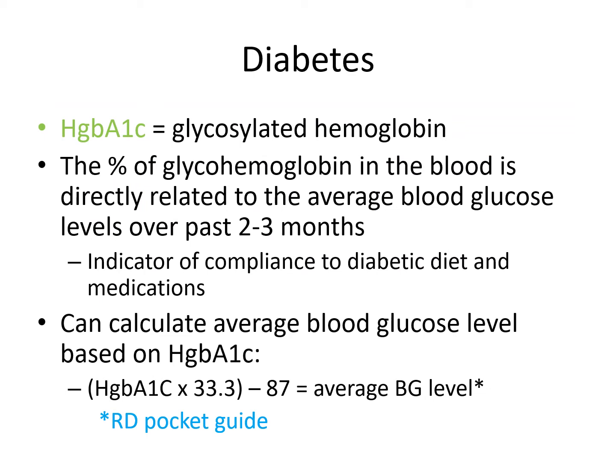Looking at diabetes, we're usually looking at hemoglobin A1C, or glycosylated hemoglobin. This is the percent of glycohemoglobin in the blood, as it's directly related to the average blood glucose over the past 2 to 3 months. Now this is a very unscientific explanation, but this is kind of like when they take dolphins or other sea creatures and put a tracker on them.